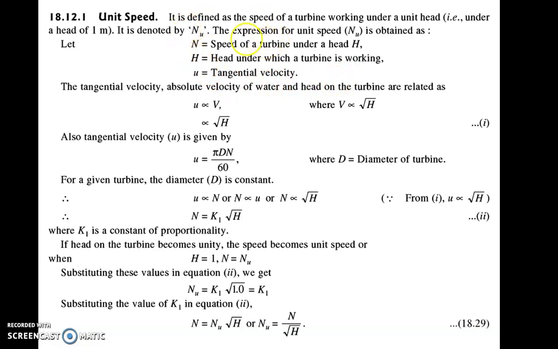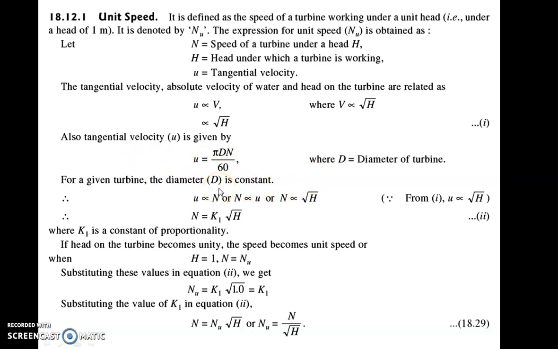Let us take u as the tangential velocity. Tangential velocity u is directly proportional to root H, as we have seen for specific speed. Also u is equal to pi D N by 60. Here D is the diameter. For the turbine, D is going to be constant, not varying. It is the same turbine we are going to use for taking different readings. So D is constant, and you can take u is directly proportional to N.